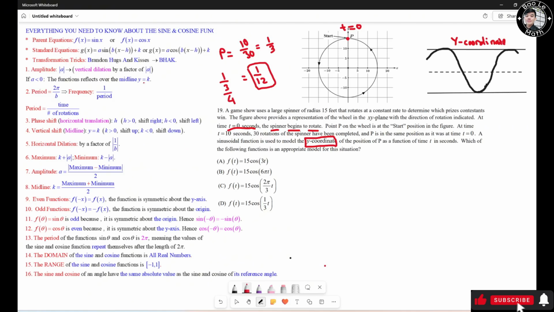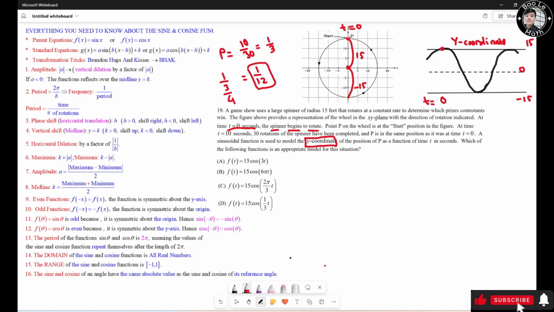Alright, now, at this point is the highest point, right? Because the distance from here to here is going to be 15. Distance from here to here is going to be negative 15, right? And right at the origin right here is going to be 0, right? So 0 is the midline. So 0 right here, this is 15, and this is negative 15, right? Now, point P is the highest point, so the highest point should be right here, right? And right here, t equals 0, right?